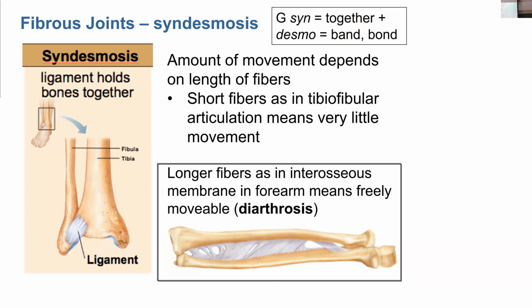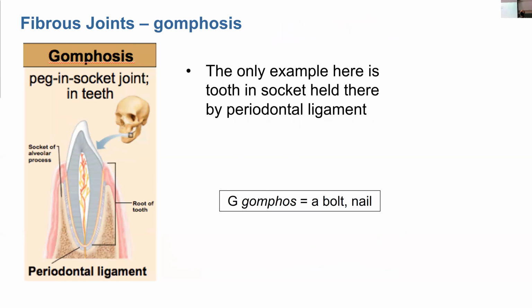Gomphosis. You see that here, there's only one place in the body where we have this. Well, there's a bunch of them, but there's only one place where this happens, and that is in your teeth. This is a unique joint to your teeth that doesn't occur anywhere else in the body, and it's what's called a peg and socket joint, and we have these ligaments that very tightly bind the tooth to the bone surrounding it. And so it's a kind of fibrous joint.